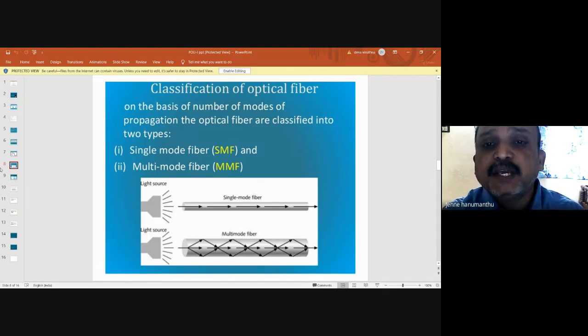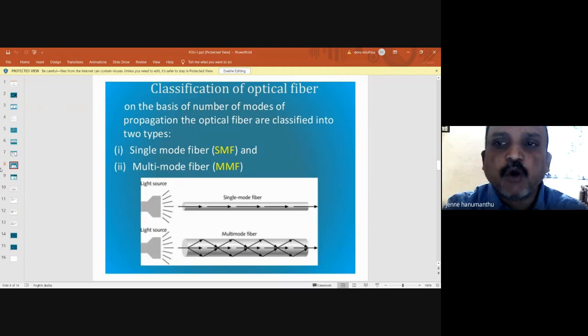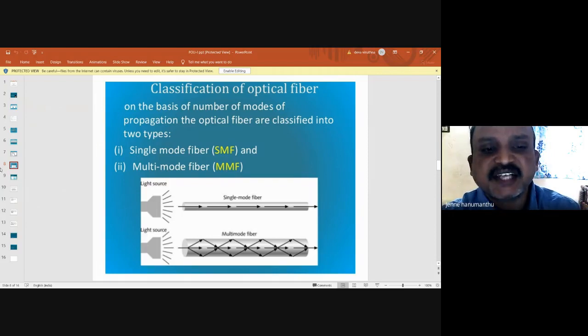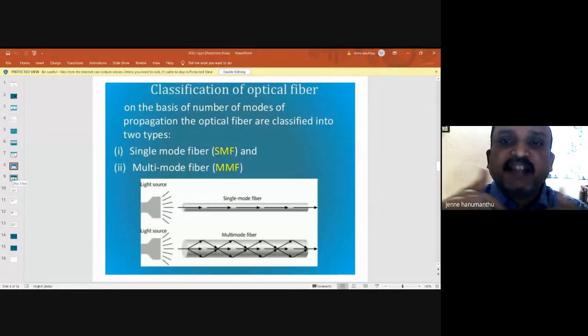The light may be superimposed. That's also called overlapping. Lights are overlapping. When the lights are overlapping, whatever we are sending as an input, we cannot exactly receive at the end, at the output. That is called loss. It is also called pulse spreading. Pulse spreading means overlapping of the light signal.